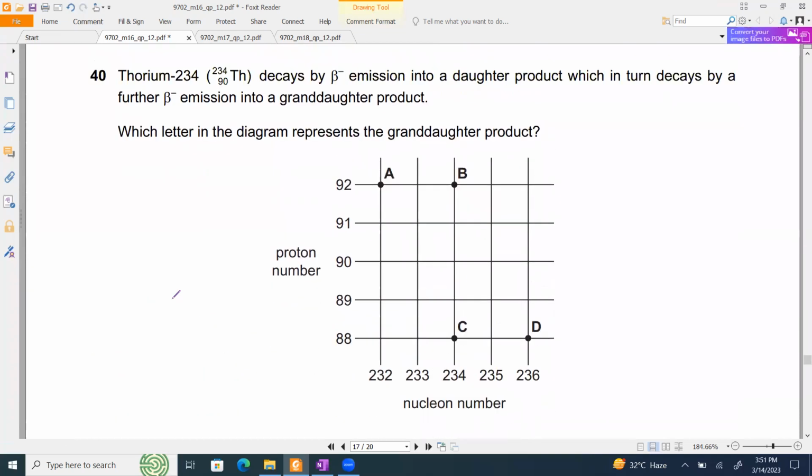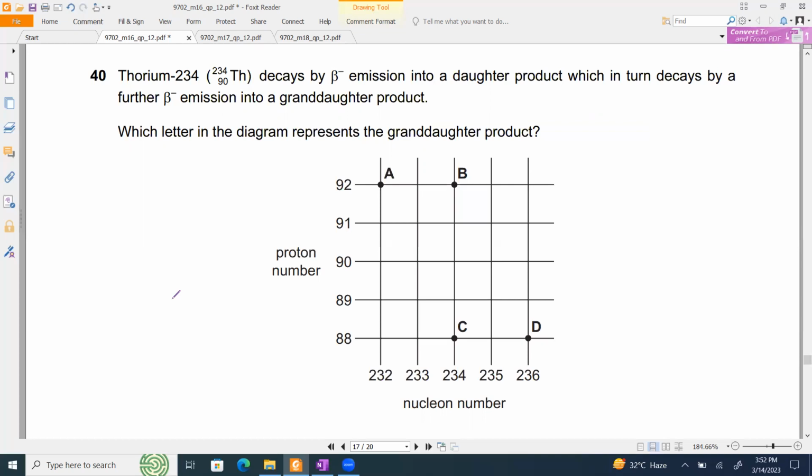Okay, there is another question. They said thorium-234 decays by beta negative emission into a daughter product, which in turn decays by further beta negative emission into a granddaughter product. That means first thorium decays into a daughter, then the daughter further decays into a granddaughter. Which letter in the diagram represents the granddaughter product?